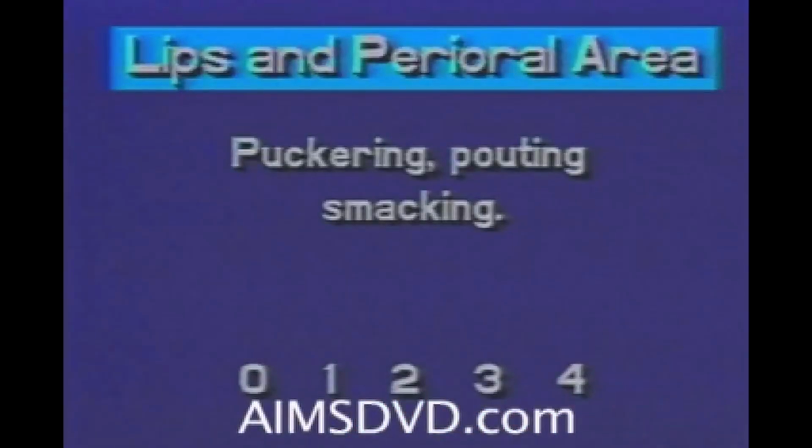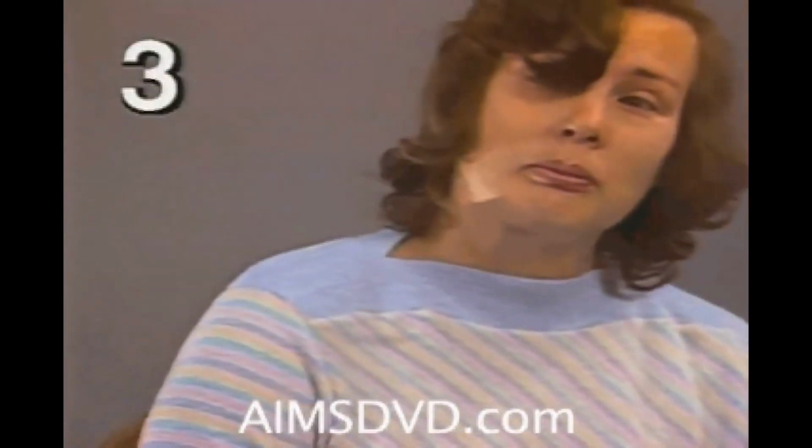The second body area to be scored upon completion of the AIMS examination is that of the lips and perioral area. The examiner is looking for evidence of puckering, pouting, and smacking. This segment features a rather subtle lip movement. Notice the sucking in the lower lip.